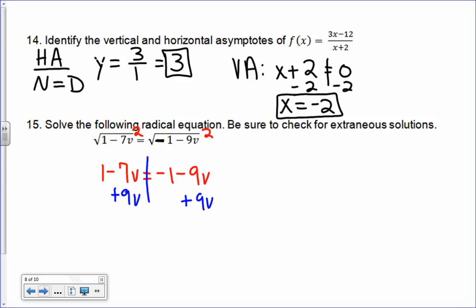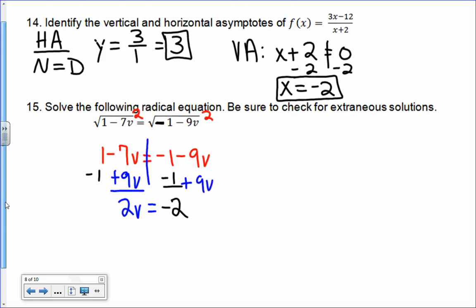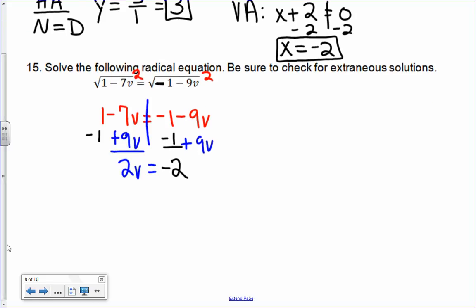Negative 7v plus 9v, that makes 2v. Now, I'm going to take my numbers and go the other way. I'm going to subtract 1. Negative 1 minus 1 is negative 2. So 2v equals negative 2. From here, I need to divide both sides. I'm going to divide by 2, divide by 2. My v is negative 1.